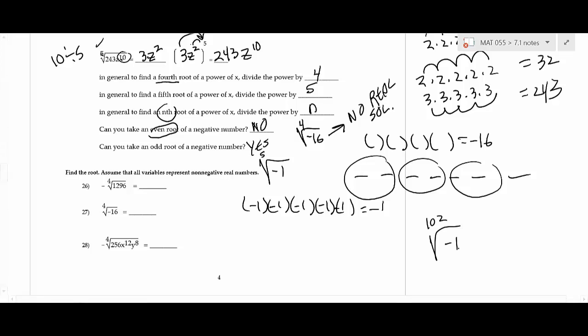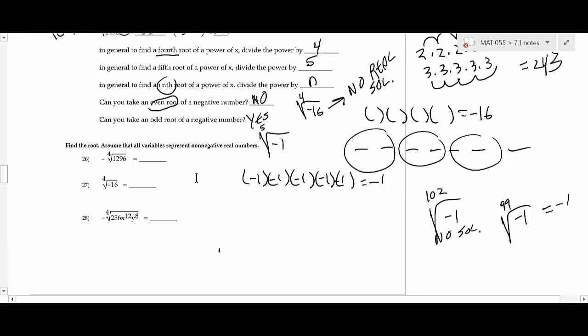No solution, right. What if I did the 99th root of -1? You know what that is in your head? It's -1, right? Okay, odd numbers are okay. Odd roots are okay. Even roots, not. So that's -1. That one is no solution. Okay, you guys understand that? Tell me. You've got to understand it instead of memorize it.